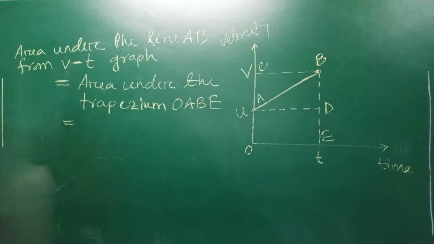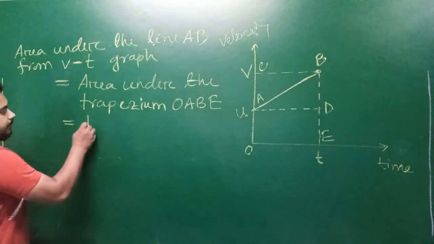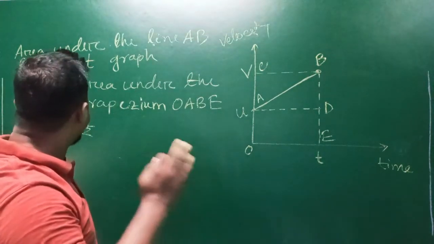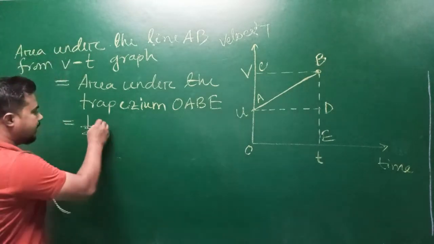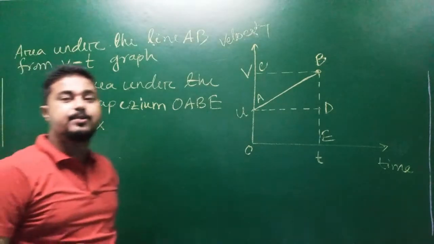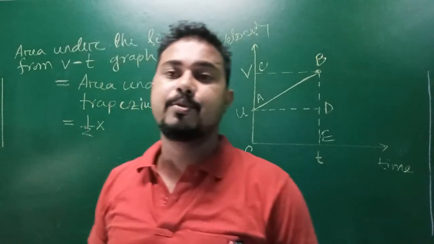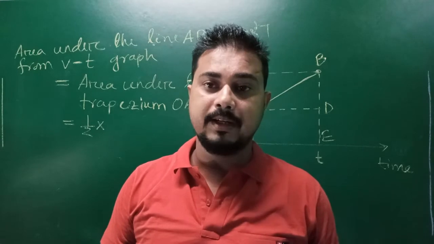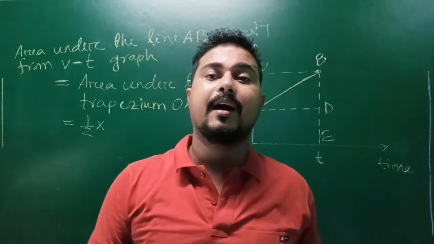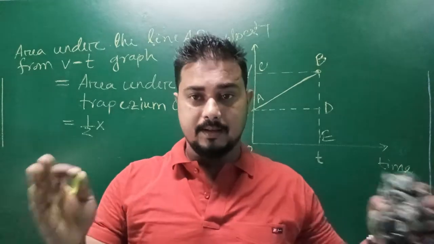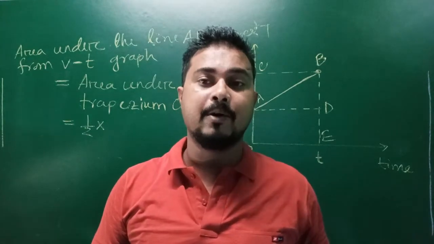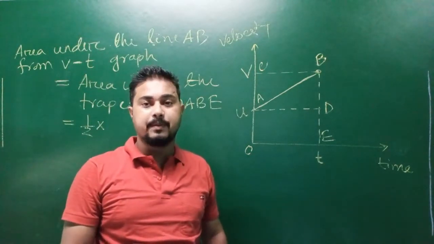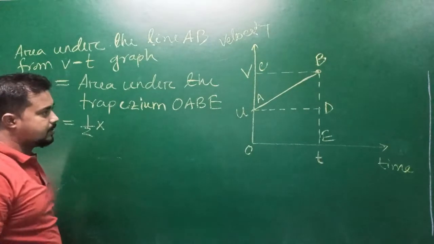Okay, now it is what. So here from the definition of the area of a trapezium we can write it as half into height into summation of two parallel sides. So we can write here.